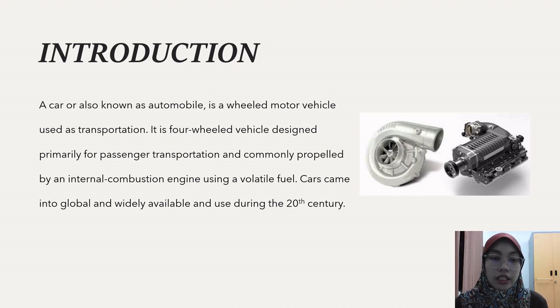This is the introduction. A car, also known as an automobile, is a wheeled motor vehicle used as transportation. It is a four-wheel vehicle designed primarily for passenger transportation and commonly propelled by an internal combustion engine using a volatile fuel. Cars became global and widely available and used during the 20th century.